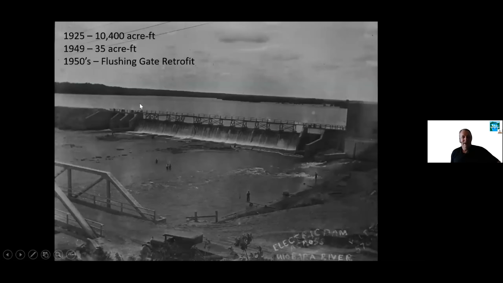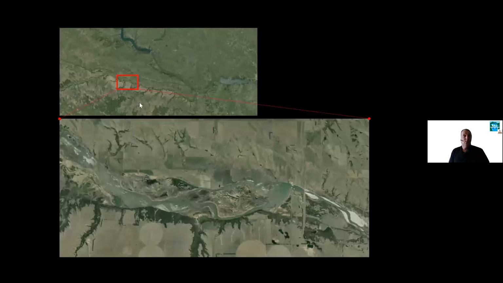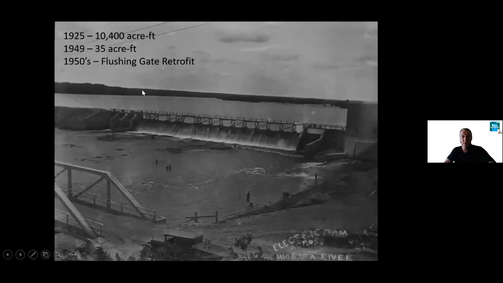And so in 1925, apologies for the acre feet. An acre is about a soccer field, and a foot is 1/3 of a meter on top of it. In 1925, there were about 10,000 acre feet. By 1949, there were 35. That's because this watershed drains what we call the sand hills of Nebraska. The sand hills of Nebraska are exactly what they sound like. They're sand hills. And so this reservoir filled with sand in less than 25 years.